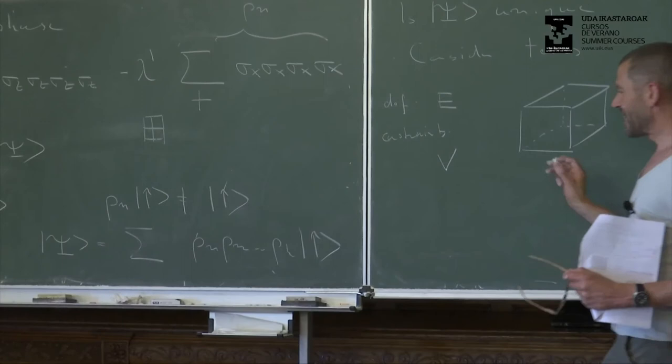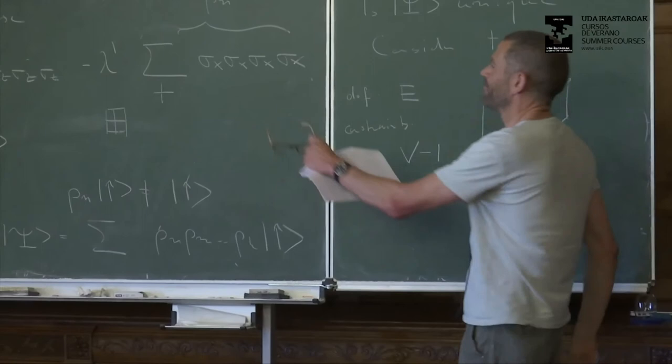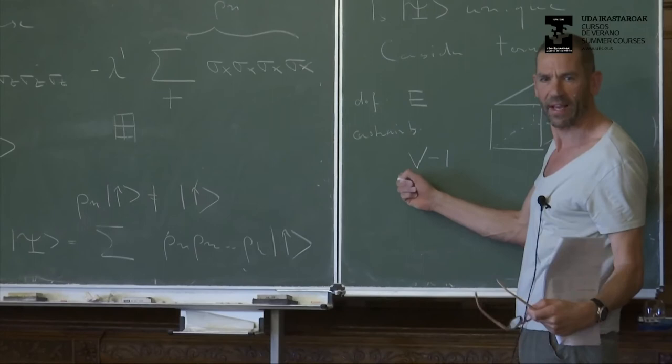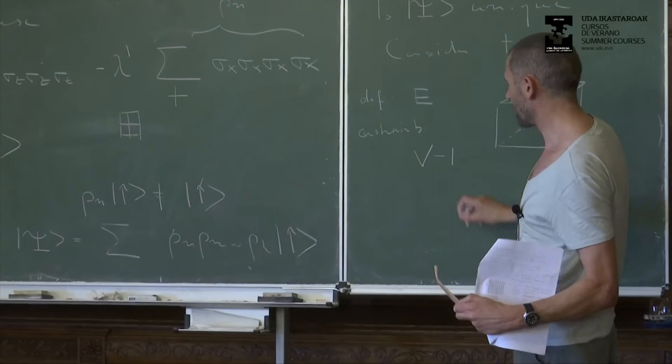Except this is slightly too pessimistic. In fact, it's vertices minus one, because this implies a charge neutrality condition. Locally, we always have global charge neutrality no matter what we do in the system. And if you think a little bit about it, you have minus one active condition here. Not so important, but here, edges and vertices minus one.